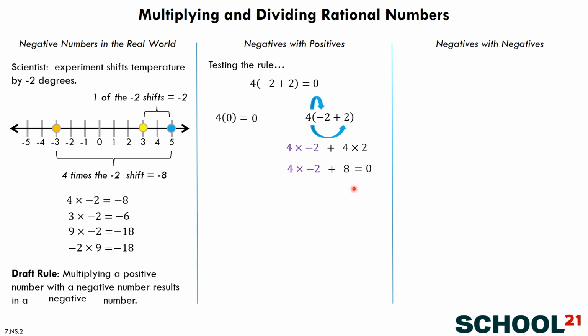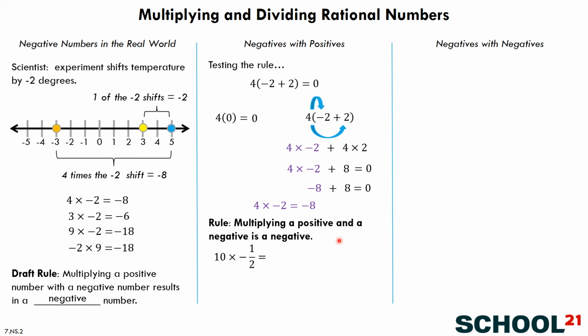Now we have to ask ourselves, well, what plus 8 equals 0? -8. So this right here has to equal what? -8. Okay, so we've just proven that 4 times -2 equals -8. And so we can now write it not just as a draft rule, and I'm putting it all in bold here. This is one of the most important things for you to know in math. Multiplying a positive and a negative is a negative.